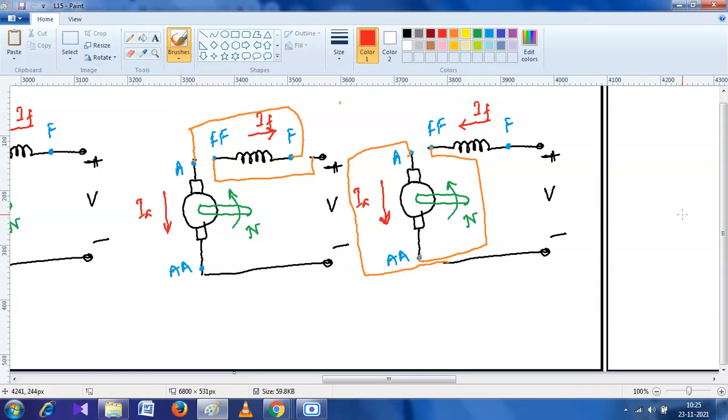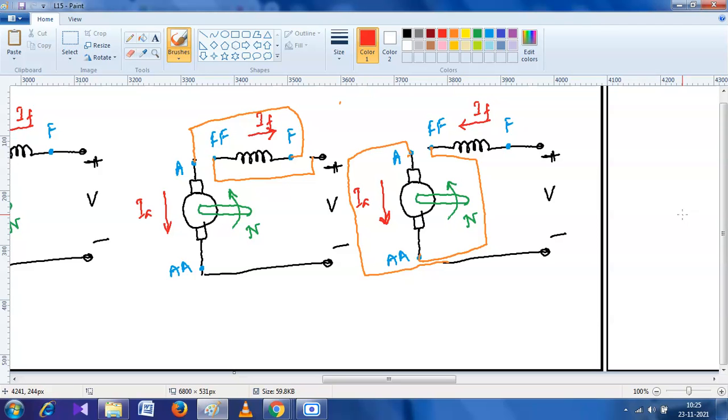Now you have to make the connection of a compound type DC motor so that the rotation will be in reverse direction. So this is your home task.